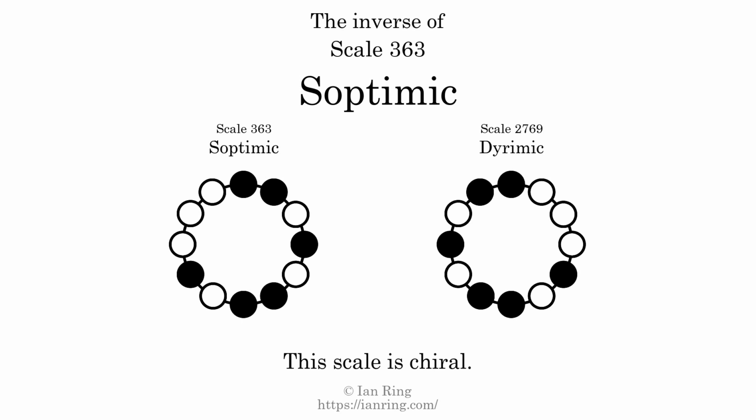The inverse of a scale is a mirror image. It is what you get when the sequence of intervals is reversed. The inverse of this scale is scale 2769, also known as Dirichlet.